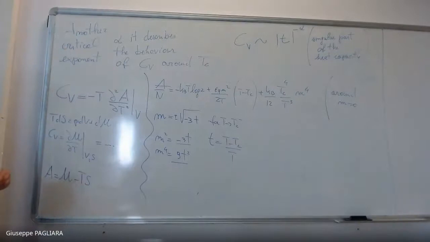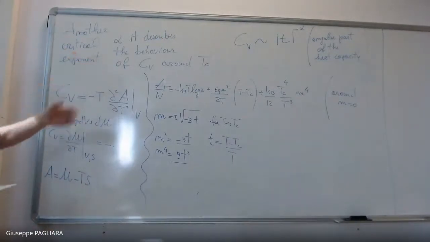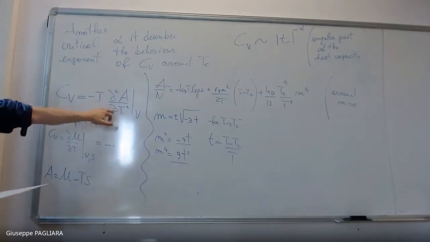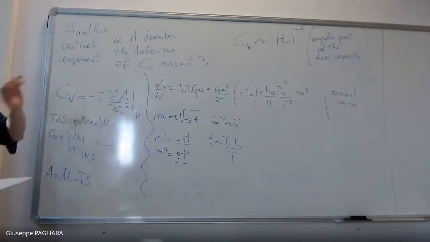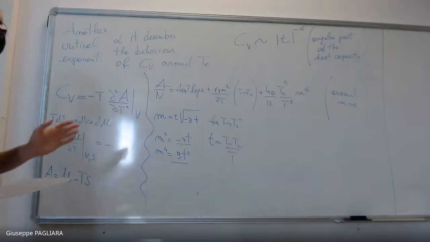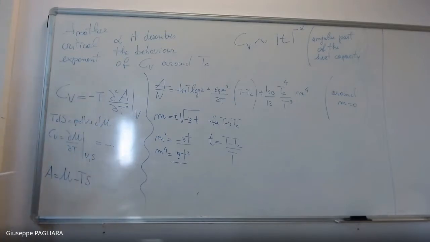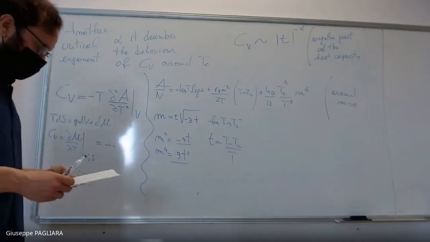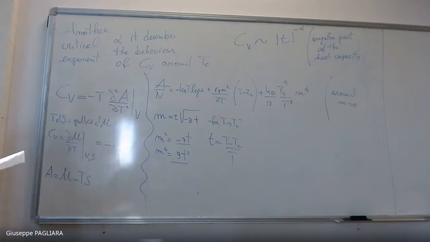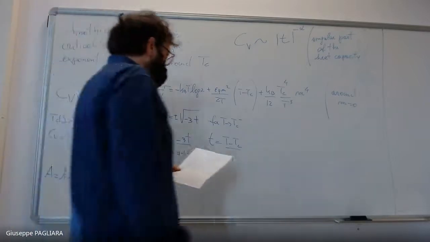So we have an expression that depends just on the temperature and some other constants, and we can take the two derivatives multiplied by T. I'm not going to do it because it's a lengthy and boring calculation, but if you try to do it, basically that's it. What we get is the following.